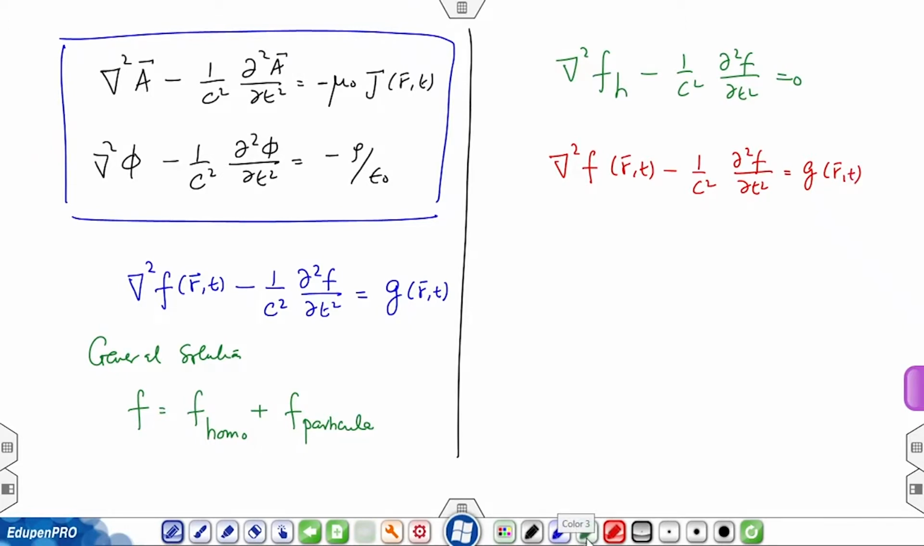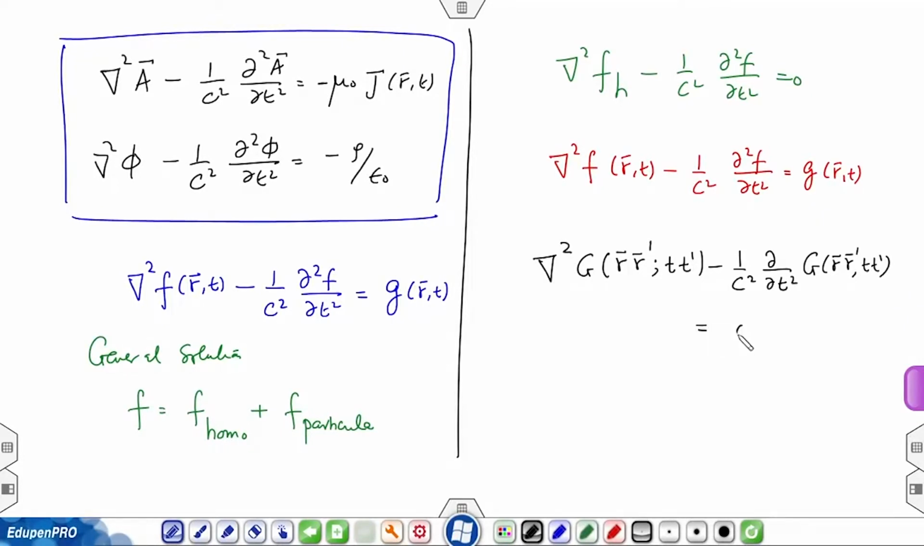And the Green's function technique for this is, if I can solve the same equation with right hand side being a delta function. So, I am solving for del square G(r, r prime, t, t prime) minus 1 over c square double derivative with respect to time of G(r, r prime, t, t prime) equals delta(r minus r prime) delta(t minus t prime), putting a minus sign, so that takes care of the minus sign in the wave equation.